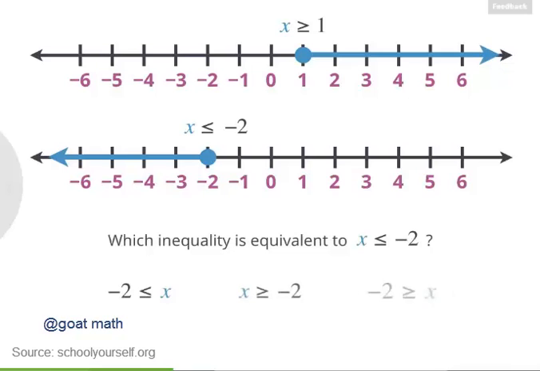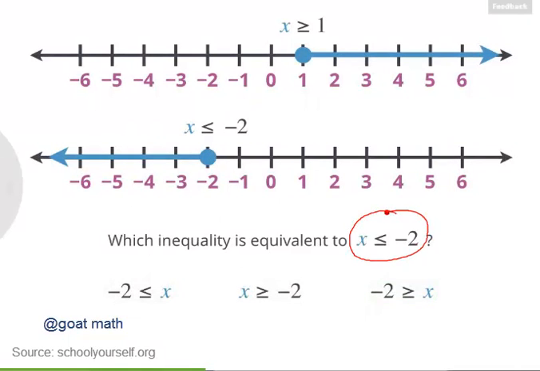So then how else can we write this inequality, x is less than or equal to -2? Is it the same as -2 is less than or equal to x? x is greater than or equal to -2? Or -2 is greater than or equal to x?